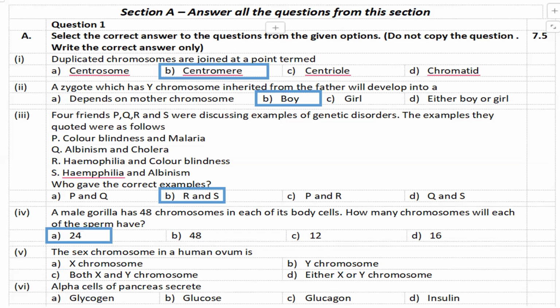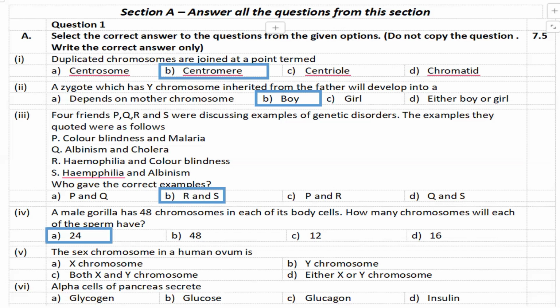Now they have given the sex chromosome in human ovum. If I say the sperm and the ovum, they will have half the number of chromosomes. Okay. The sex chromosome in human ovum. Human ovum, it is a female. Female will have only X chromosome. They will not have Y chromosome. They cannot have both X and Y, and they cannot be either X or Y.